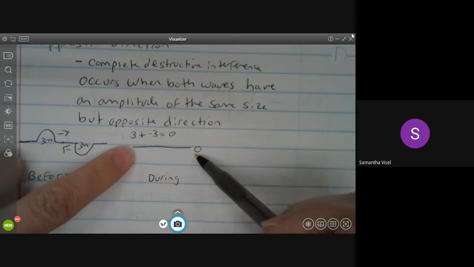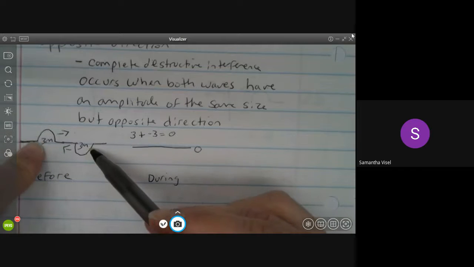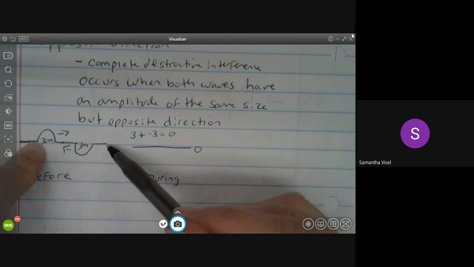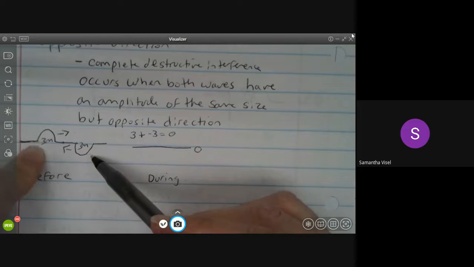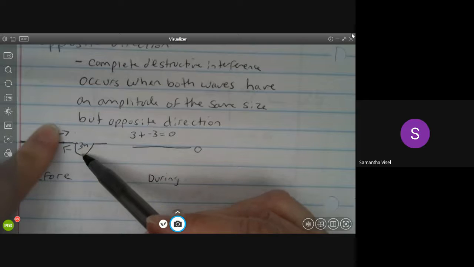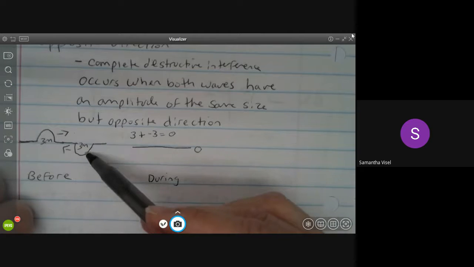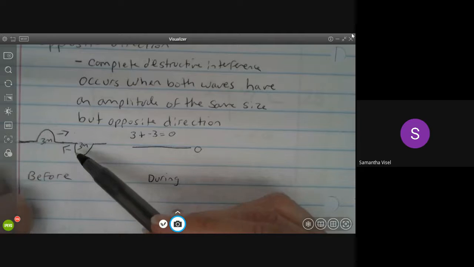So that's exactly what we're doing here. Sometimes you're given which one's negative and which one's positive, other times you're not, but you'll treat one as a negative value since they're on opposite sides of the medium. And conventionally, generally, crest is positive, trough is negative.